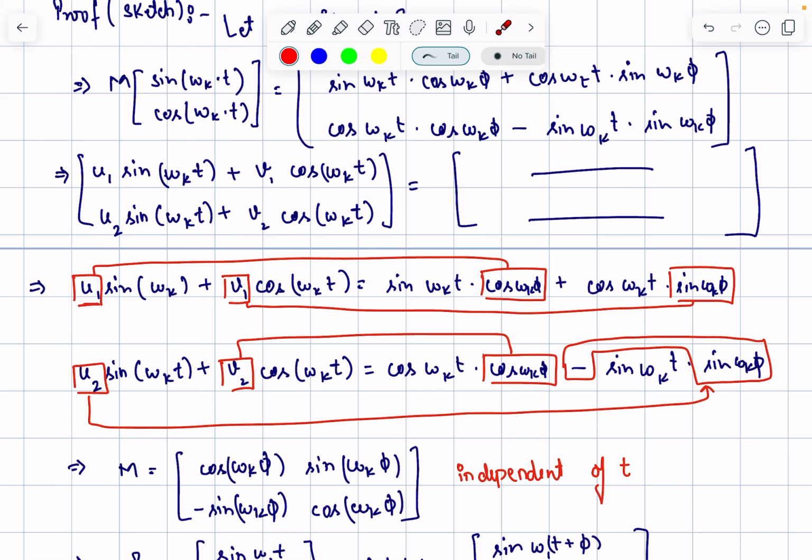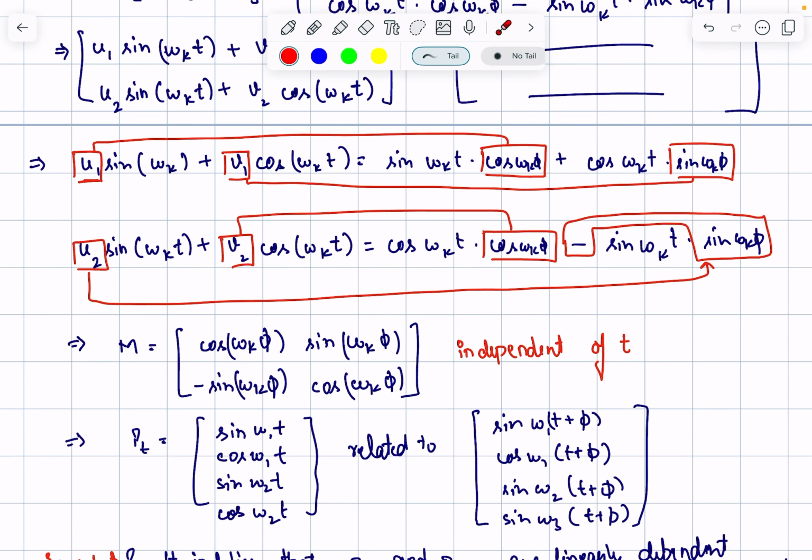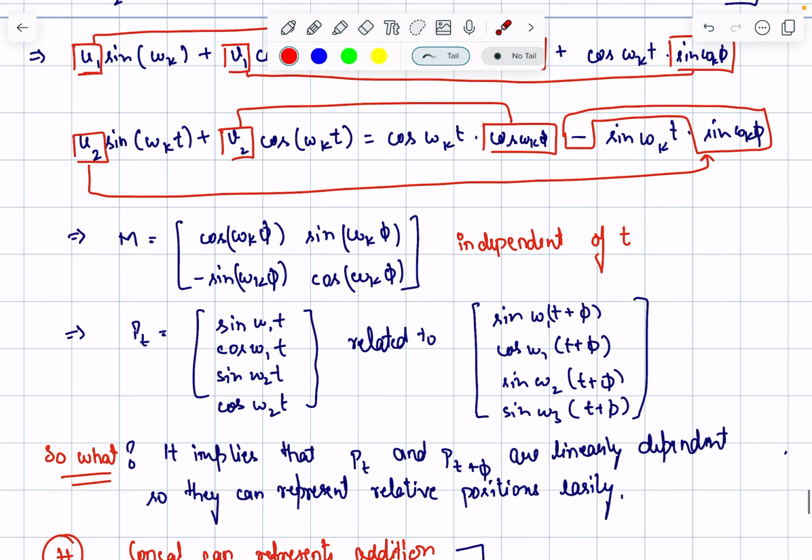So when we do this, we can see that with simple substitution, u1 comes out to be equal to cos omega k phi and v1 comes out to be equal to sin omega k phi. Similarly, we get the values of u2 and v2 by simple substitution across these equations. So the value of M comes out to be this particular matrix. Note that this particular M is a function of phi and phi alone, right? It's not a function of t.